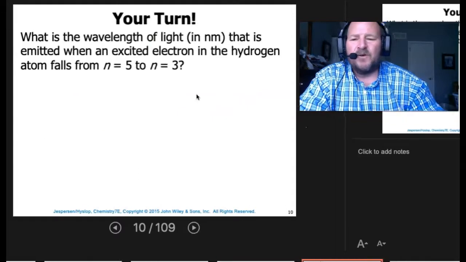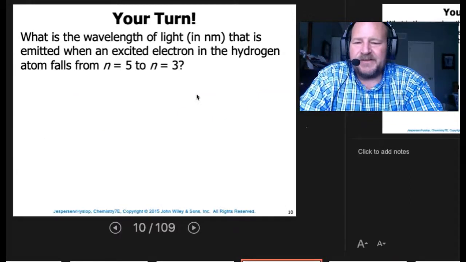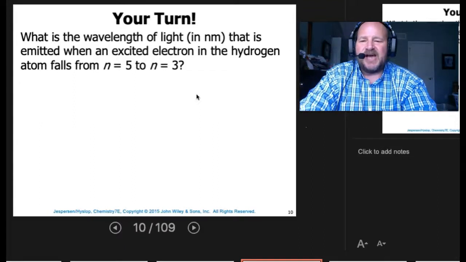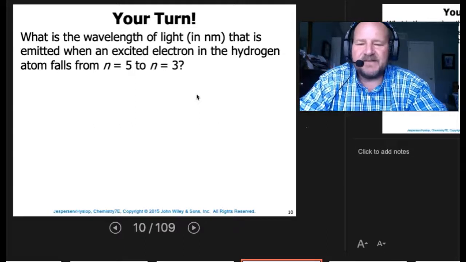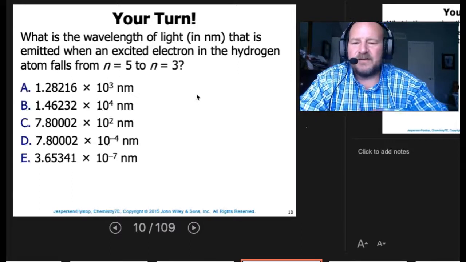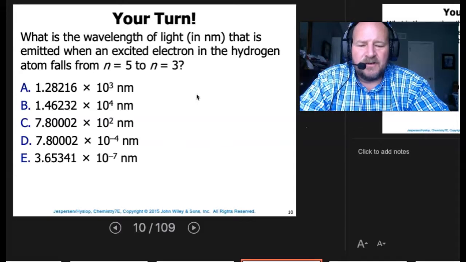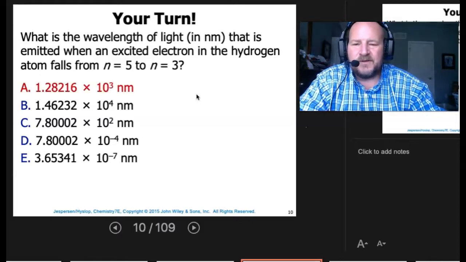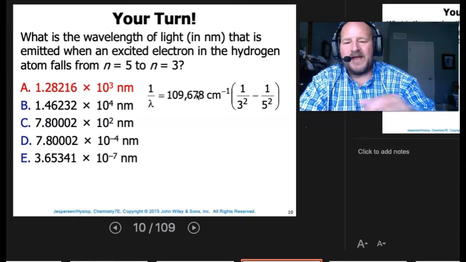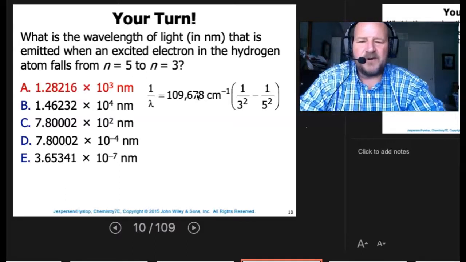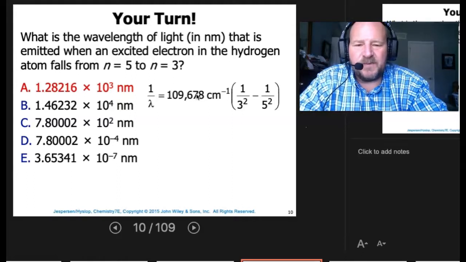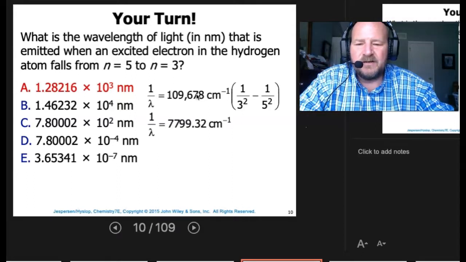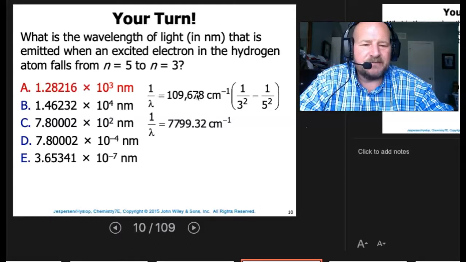What is the wavelength of light in nanometers that is emitted when an excited electron in the hydrogen atom falls from n equaling 5 to n equaling 3? Here are your answers. And of course, you can pause here and work that out using the equation from a couple slides ago. Hopefully you came up with A, and so it would be 1 over lambda is equal to the Rydberg constant times 1 over 3 squared minus 1 over 5 squared. Means 1 over lambda has to be equal to 7,799.30 per centimeter.